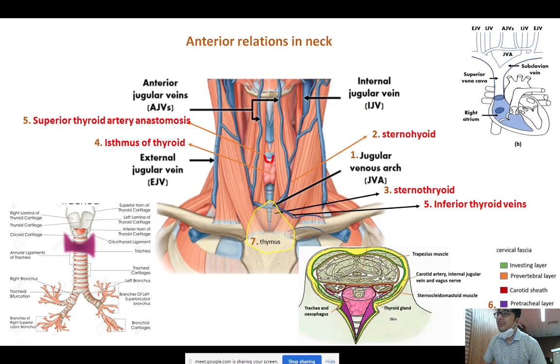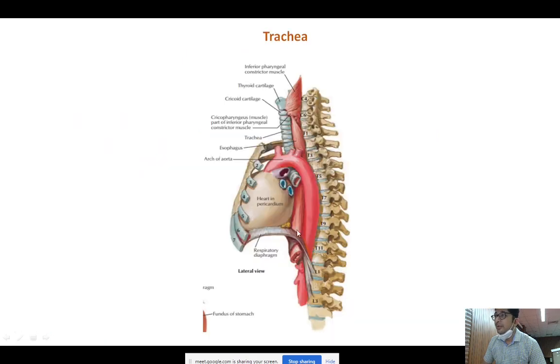Now let us see, as I have told you, it's very important for you to know the different relations of the trachea. As the trachea moves down, there is the first rib, and above it many structures are there. So let's just see. There are two parts of the trachea: the part which lies in the neck, which you can see from the outside, and the part which lies in the thorax. How it passes, let's see.